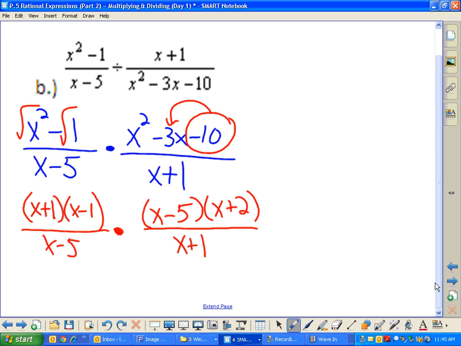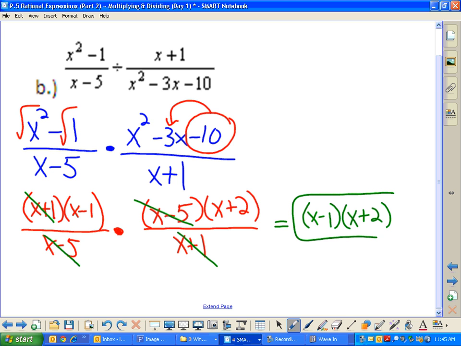Good. Okay, so right now, x plus 1 and x plus 1 factor, and then x minus 5 and x minus 5 factors. So what we get is x minus 1 and x plus 2 as your final answer when you multiply straight across.